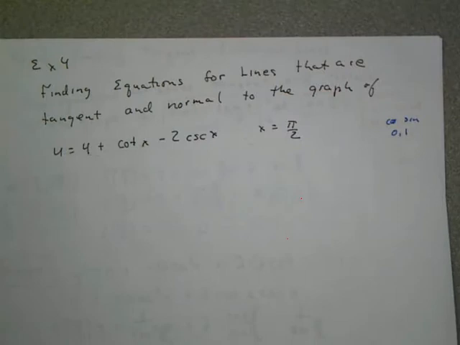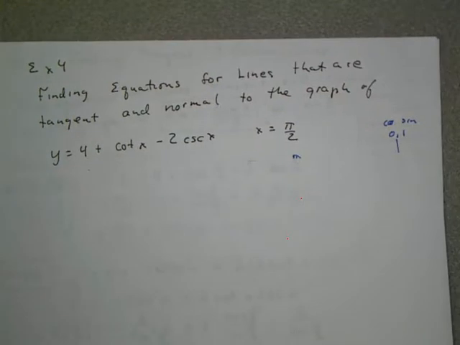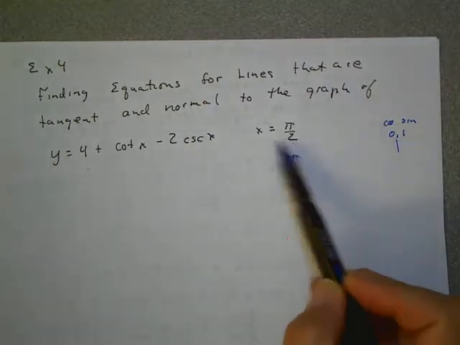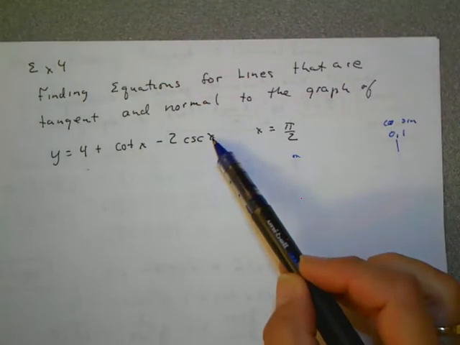Today we're looking at lesson 3-5, examples 4 and 5. We're going to start by finding equations for lines tangent and normal to the graph of y equals 4 plus cotangent of x minus 2 cosecant of x at x equals pi over 2. When looking for equations of tangent lines, we need a point and a slope. Also, for normal lines, we need a point and a slope. So the first thing we'll do is get the point, by putting pi over 2 into this function and evaluating it.